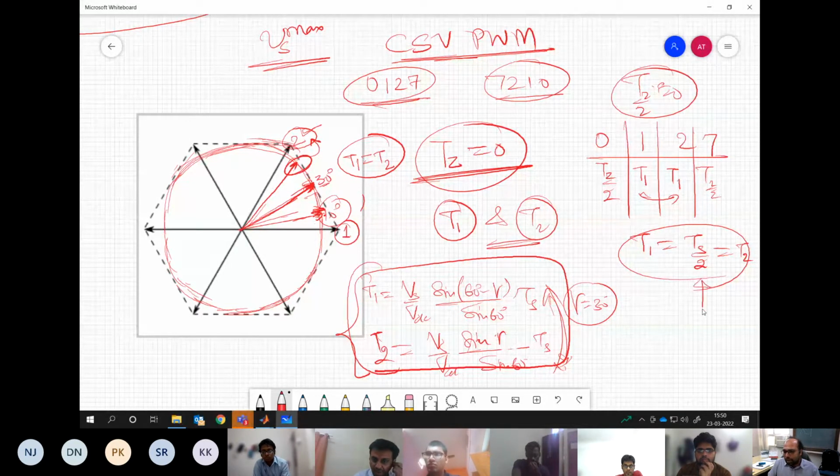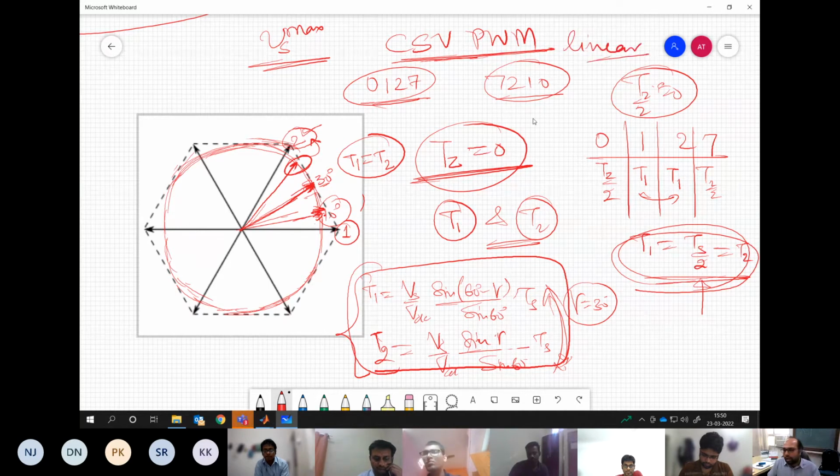So this is where we say that our limit for realization of the voltage vector has been reached. We cannot get anything more than this. We cannot apply anything more than this time duration. So that's the boundary of our conventional space vector PWM for linear modulation. If we go anything beyond that, we will be going into overmodulation.